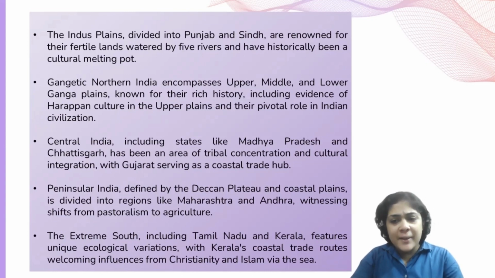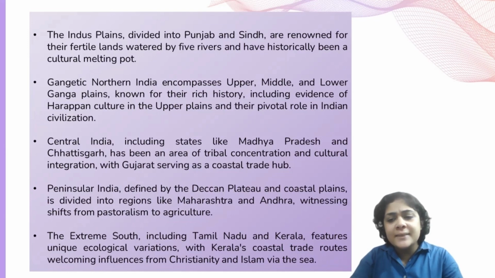The Ganga Plains can be categorized into three subregions: upper, middle, and lower. The upper plains, covering western and central Uttar Pradesh, included the Doab region. It has a history of cultural synthesis and conflict, with evidence of Harappan cultural extension. It was also a focal point for the Painted Grey Ware culture and later Vedic activity.